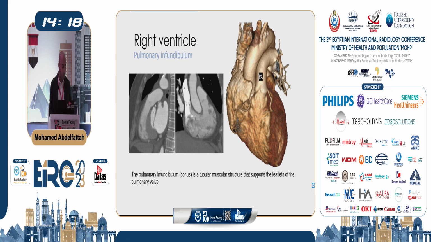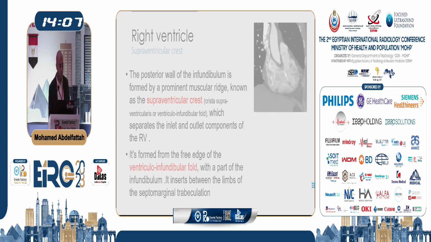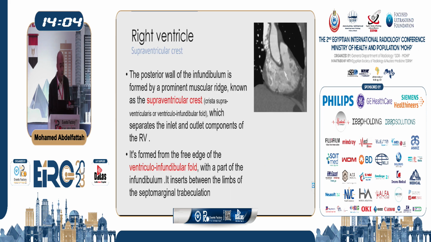So what is the infundibulum? The pulmonary infundibulum is a tubular muscular structure that supports the leaflets of the pulmonary valve. Let's talk about the trabeculations of the right ventricle. The supraventricular crest, the posterior wall of the infundibulum is formed by the prominent muscular ridge known as the supraventricular crest, which separates the inlet and outlet components of the RV. It's formed from the free edge of the ventriculo-infundibular fold with a part of the infundibulum. It inserts between the limbs of the septomarginal trabeculation.